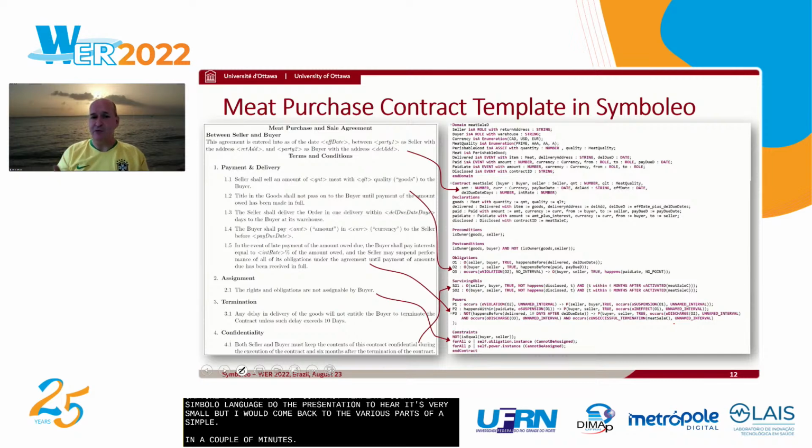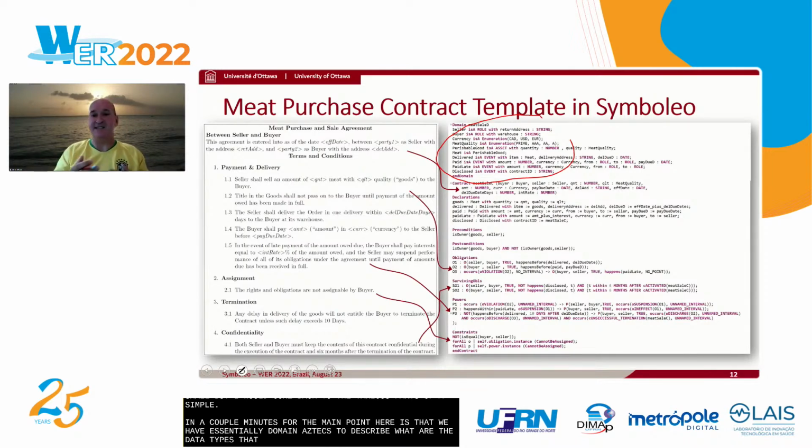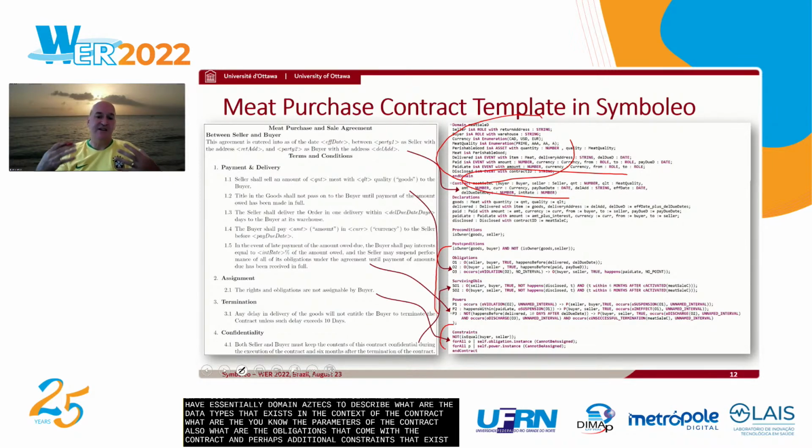Well, the main point here is that we have domain aspects that describe what are the data types that exist in the context of the contract, what are the parameters of the contract, also what are the obligations that come with the contract, and perhaps additional constraints that exist. Those are some of the main things that we try to formalize in Symboleo.